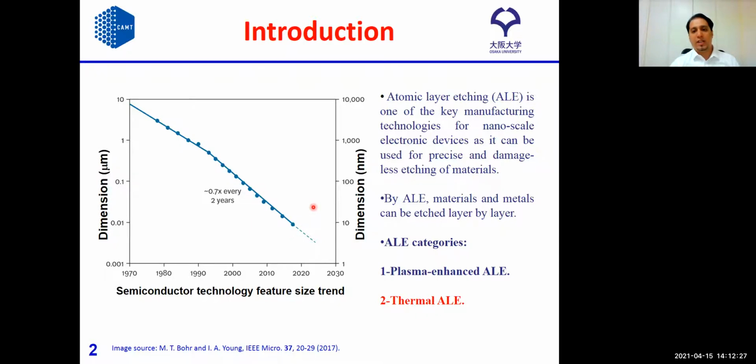Atomic layer etching is one of these technologies that can be used for precise and damageless etching of materials layer by layer. We have two types of ALE: plasma enhanced ALE, which is out of the scope of this work, and thermal ALE, which I'm going to explain today.